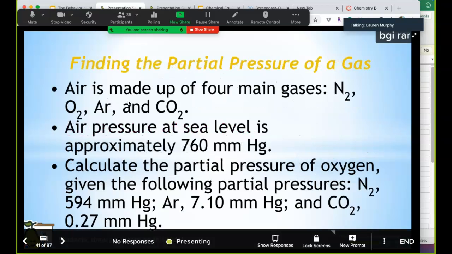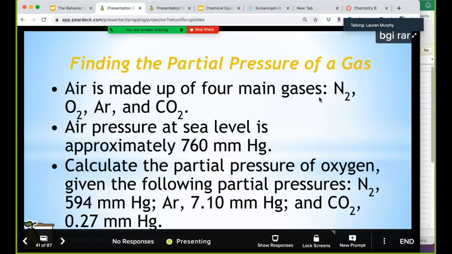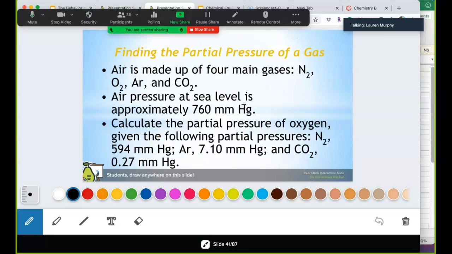So air is made up of 4 main gases. It's really 3. Carbon dioxide isn't really that high, but whatever. Okay. And we say air pressure, the pressure of the air at sea level is about 760 millimeters of mercury. This is the same as 1 atmosphere.